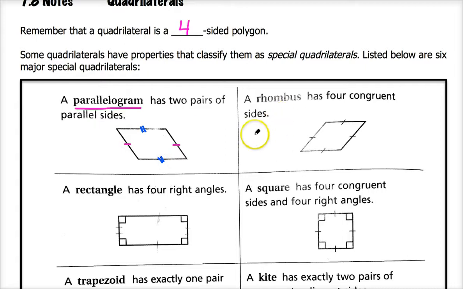A rhombus is a special type of parallelogram. A rhombus is a parallelogram that has 4 congruent sides. So not only are the left and right congruent and the top and bottom, but they're all congruent to each other.